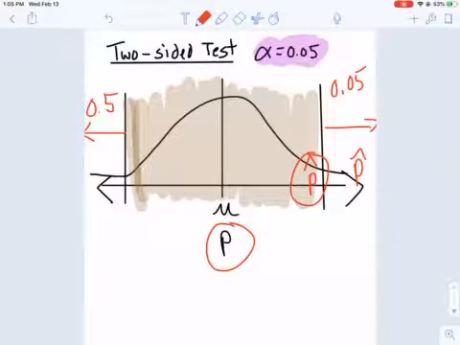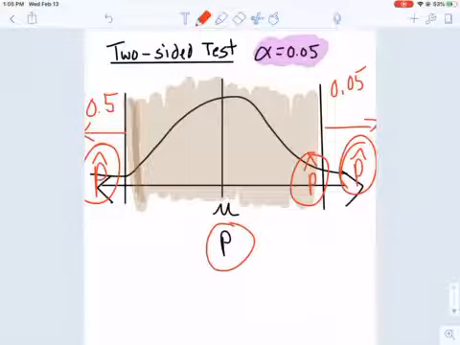So maybe we get a p-hat somewhere out here. Maybe we get a p-hat that's really low, somewhere out here. As long as it's in this lower or upper 5%, that would be enough evidence for us to disprove our null or reject it. Now the thing with a two-sided test is, that means you'd only be accepting 90% of your statistics.